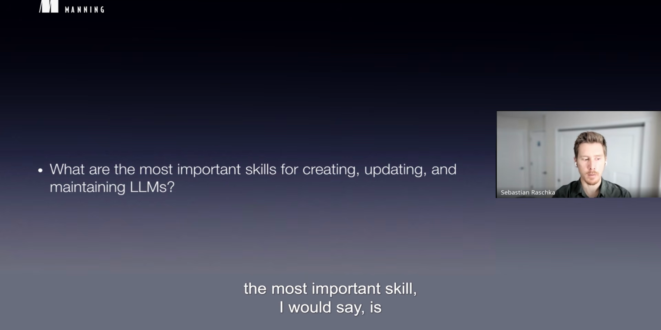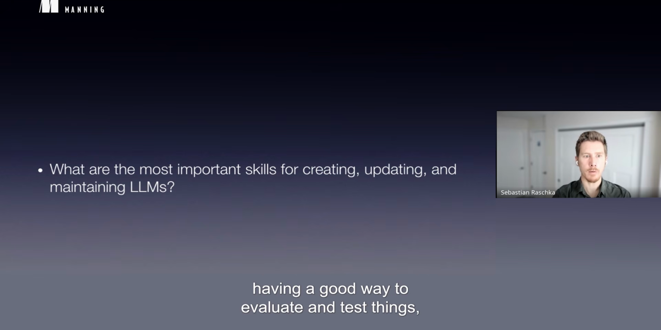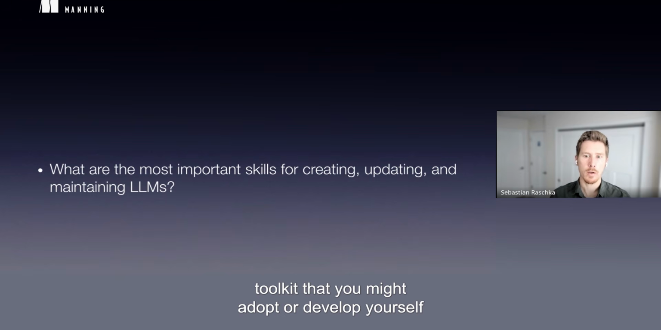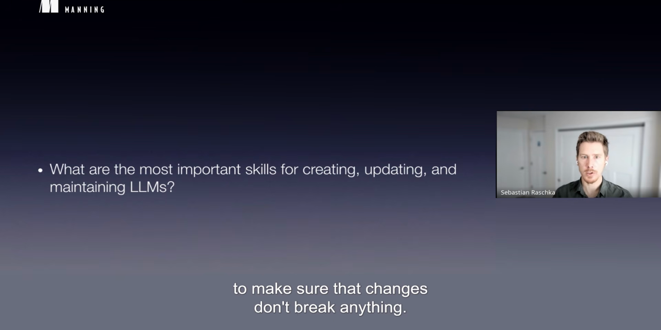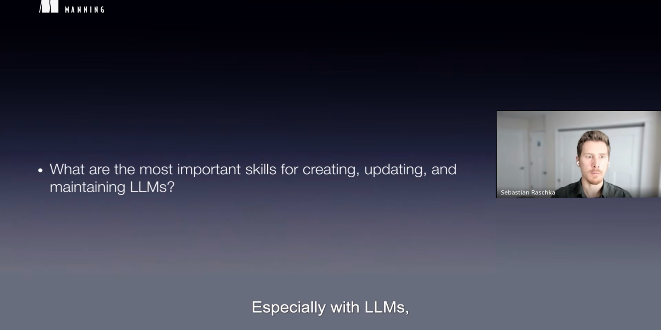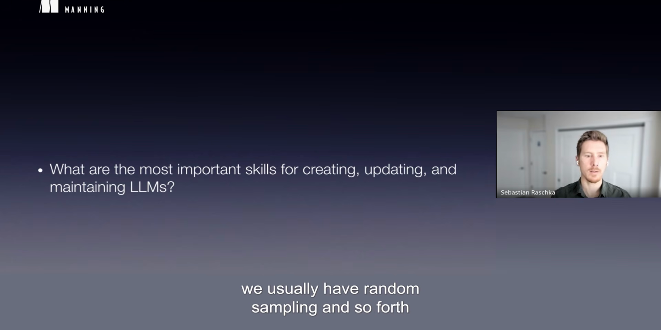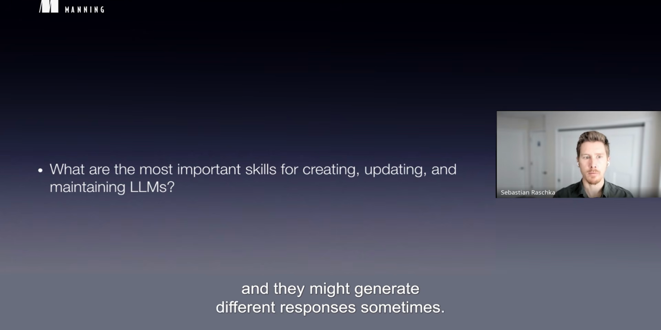And so for that, the most important skill I would say is having a good way to evaluate and test things, to have a good framework, a very organized toolkit that you might adopt or develop yourself, to make sure that changes don't break anything. Especially with LLMs, it's very tricky because they're not deterministic in the sense that the way we use them, we usually have random sampling, and so forth, and they might generate different responses sometimes.